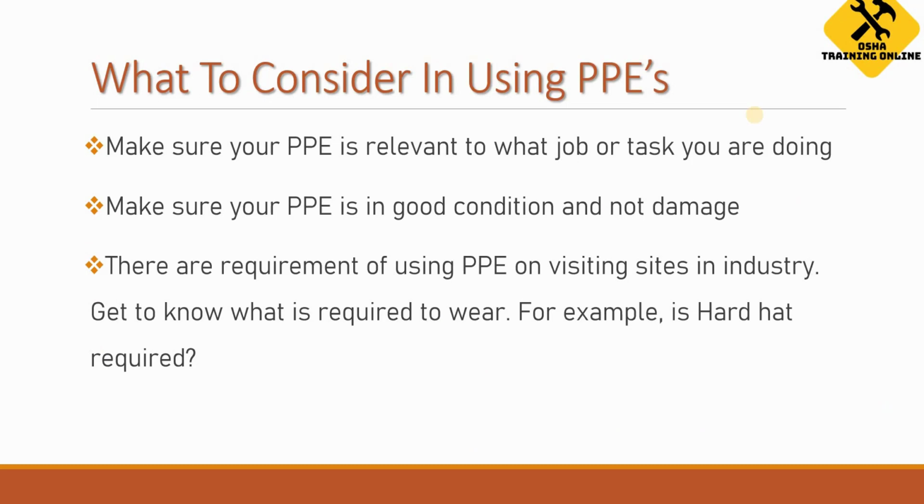Now, first we will get to know what we should consider while using PPEs. What should we first think in our mind while using the PPE? The first point is to make sure that your PPE is relevant to the job or task you are doing. For example, if you are doing some work with your hands, then you should use PPE for your hands.